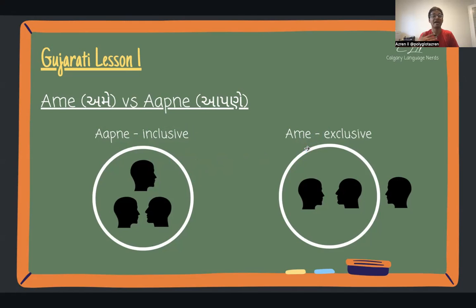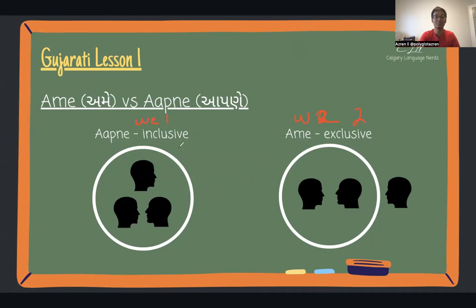So what does that mean? Apne means if I'm talking to you and I use apne, I'm including you in what activity was done. Let's do it like this. Because we only have one word for we in English, I'm going to call this we number 1, and this is we number 2.